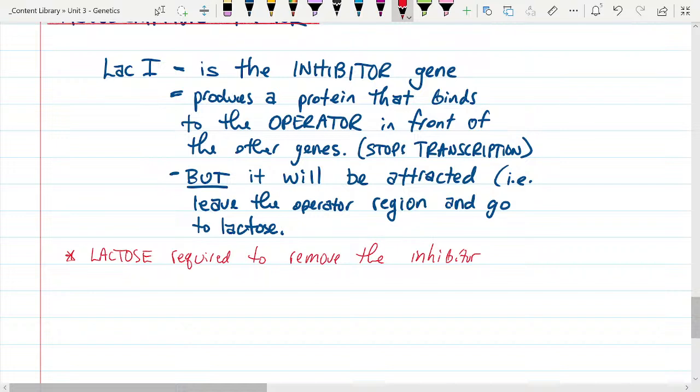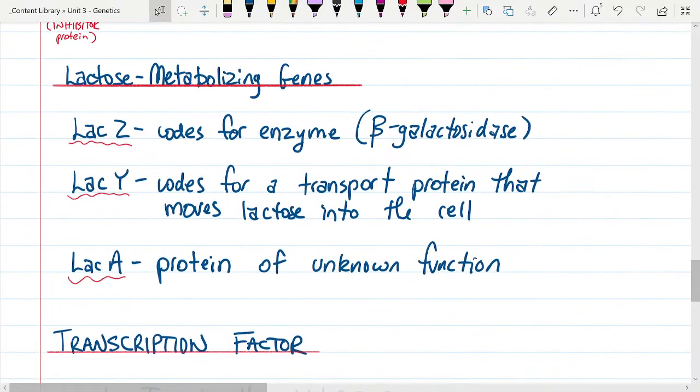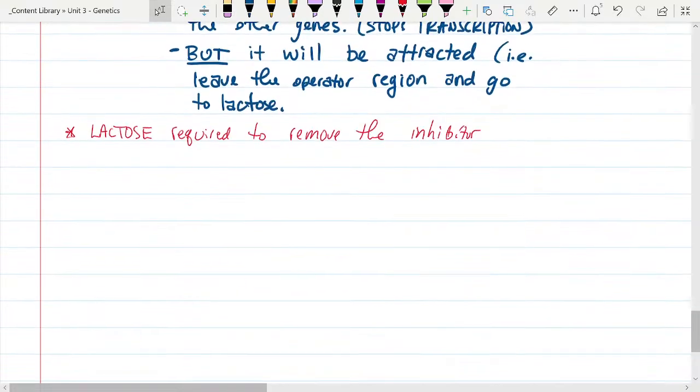Okay. Yes? So does LAC-A just code for something that we don't know? That's right. Yeah, we don't know what it does. It does code for a protein. It makes a protein. We don't know what that protein's function is right now. We presume it's probably involved in breaking up lactose, but we don't know its specific role.